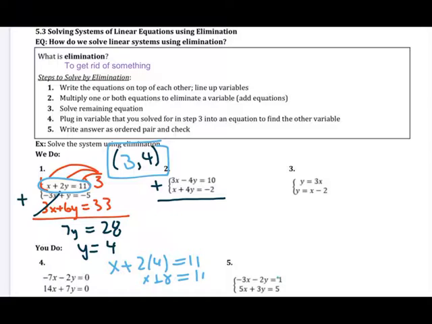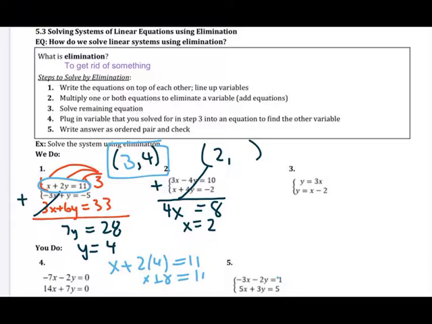So 3x plus x is going to give me 4x. -4y and +4y is 0. The sound effects really do help. 10 plus -2 is 8. So this is going to give me that x is equal to 2. So I found my x value.